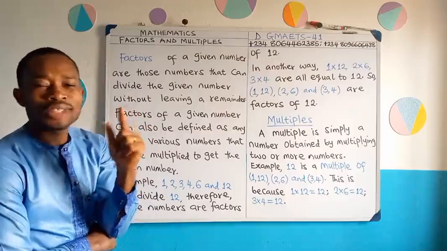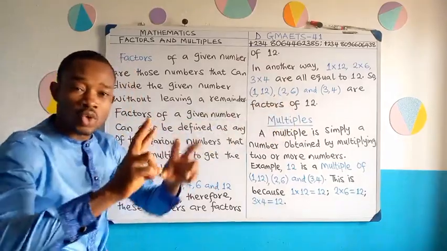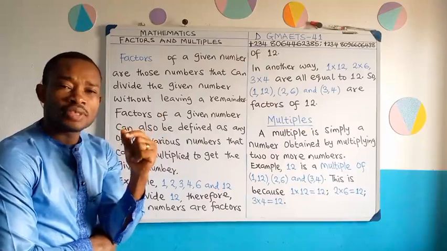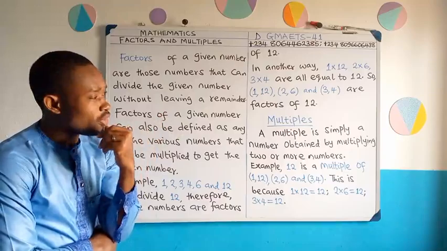Then you go to 2. Now I know that 2 times 6 is 12. So you're now going to have 2 and 6; both of them are also factors of 12. Then you go to 3. 3 times 4 would also give you 12. So 3 and 4 are factors of 12.